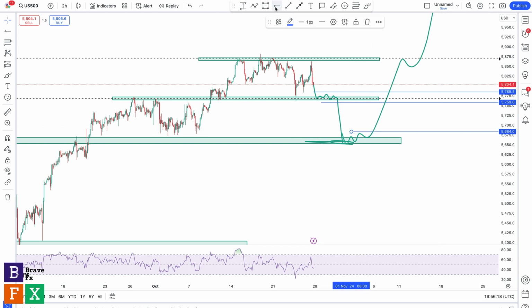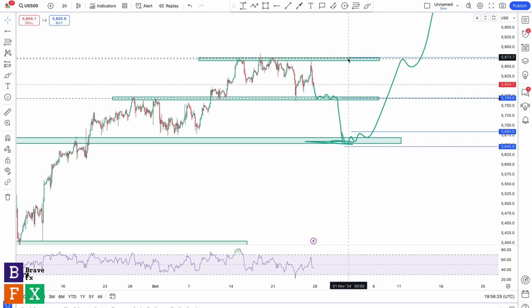Stop loss is going to be underneath the retest. First take profit target is going to be around this area of value, so around this place. And second take profit target is going to be obviously around its highs. This is how I'm going to trade US500.